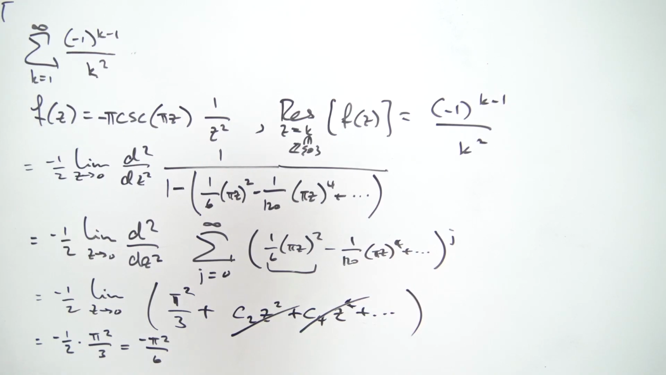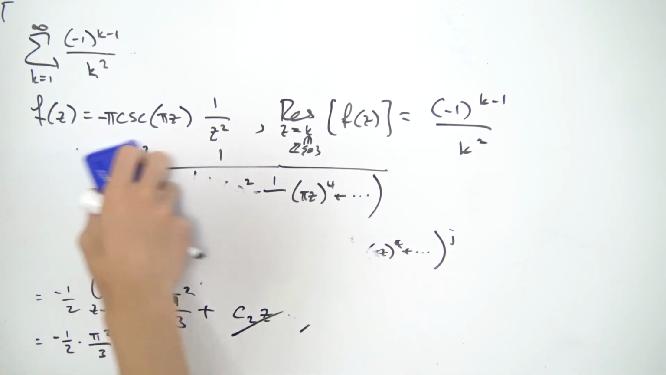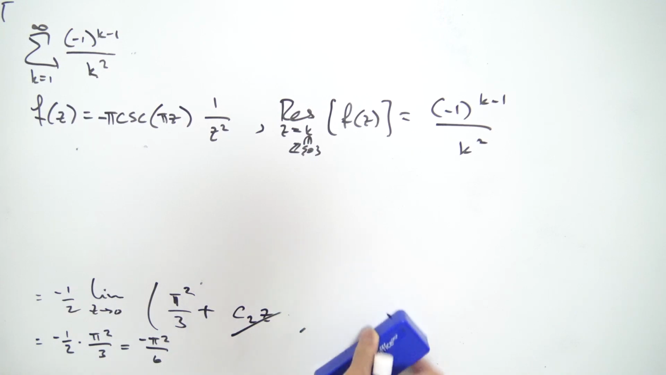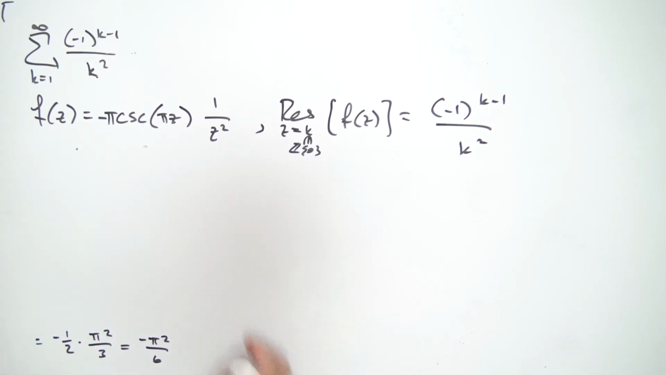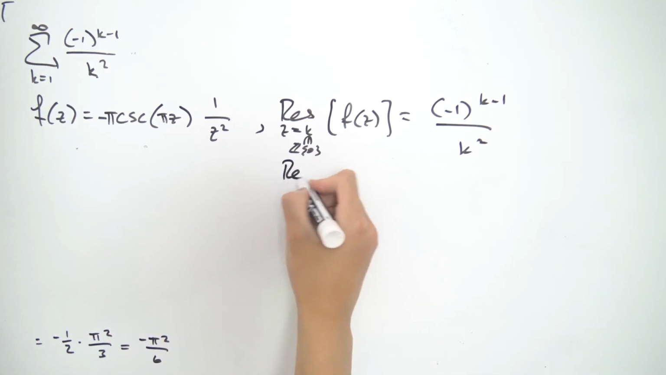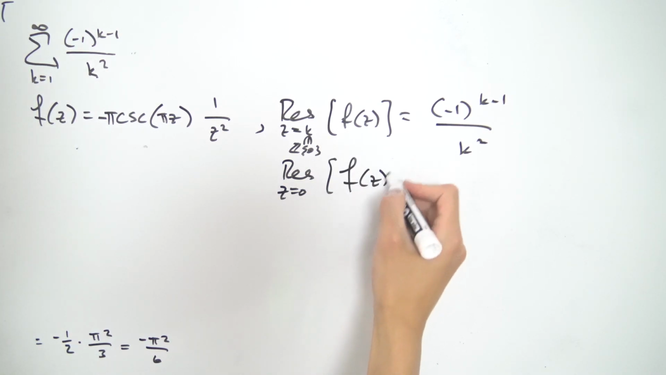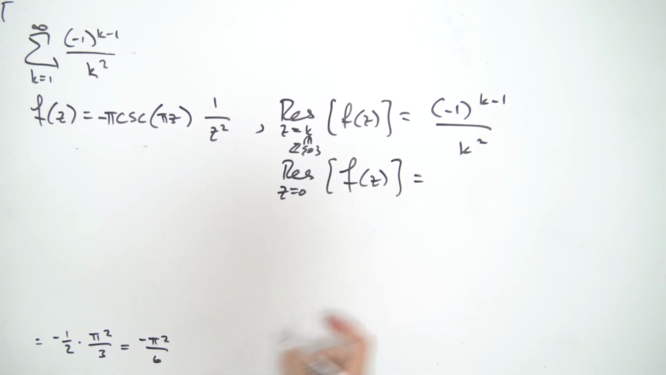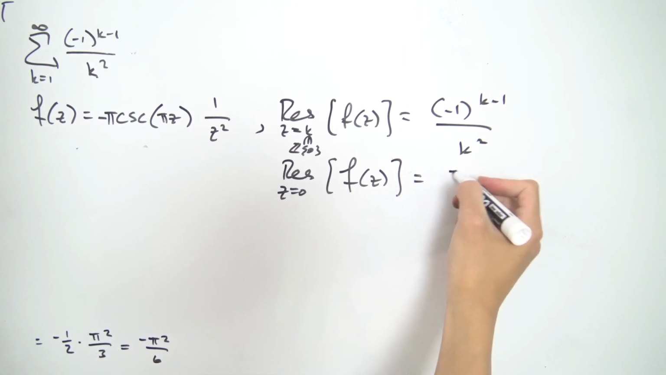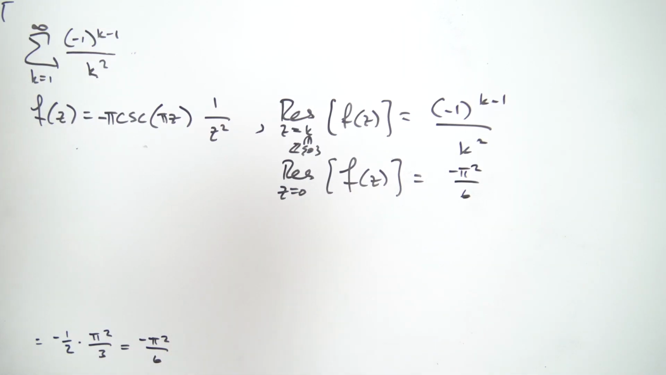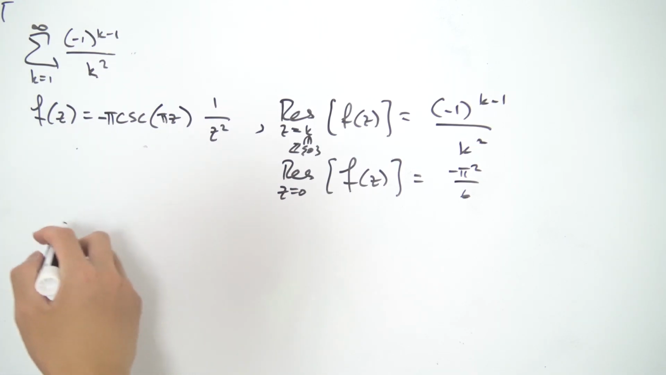We found out that the residue at z equals 0, because remember, all that work was just to find the residue at z equals 0, so the residue at z equals 0 of our function f of z is equal to minus pi squared over 6. So we have minus pi squared over 6, like so. Alright, so let's look at what we have on the complex plane.